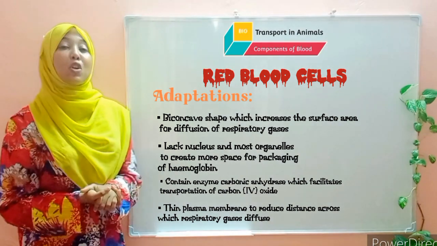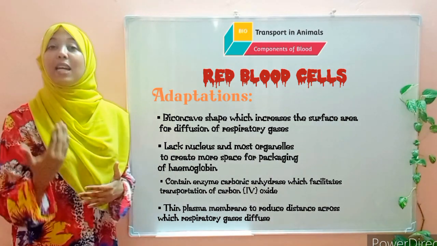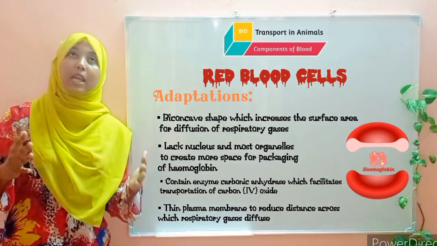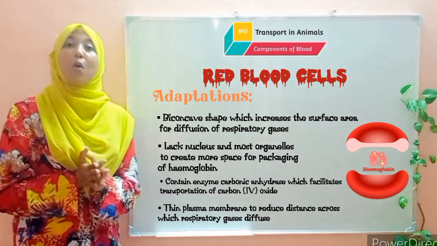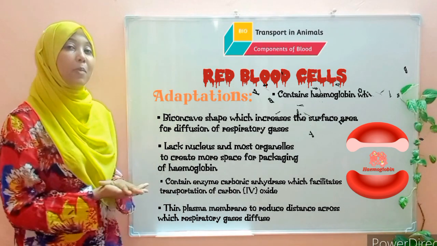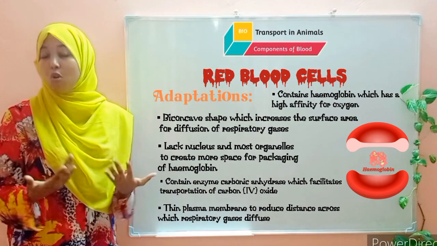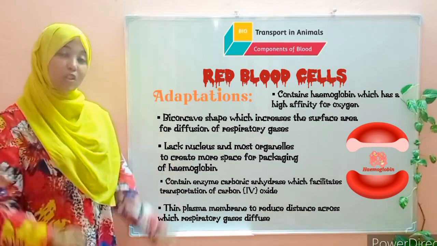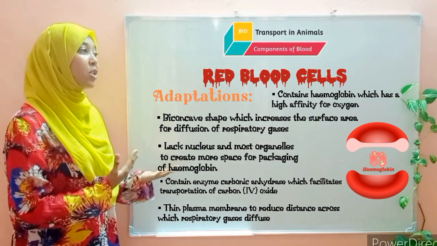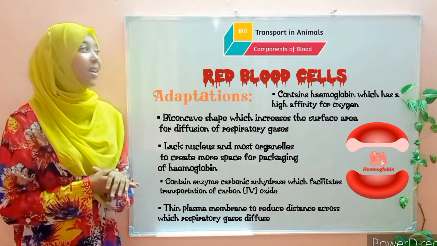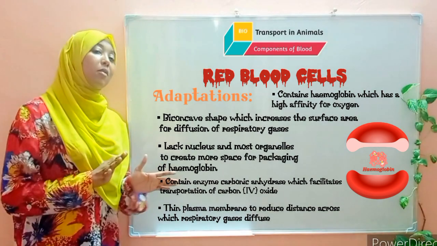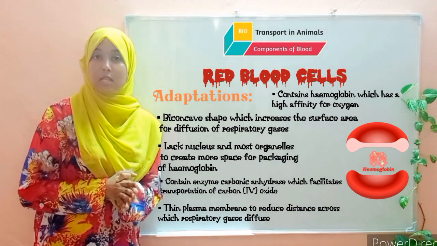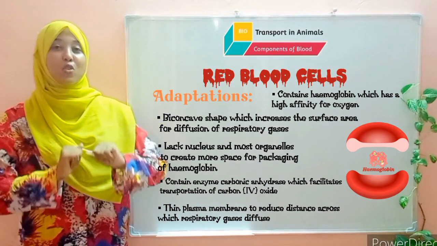Now another adaptation of the red blood cell is that it contains hemoglobin. Now, hemoglobin is the respiratory pigment and this has a high affinity for oxygen. So it makes transportation of oxygen to tissues very efficient. Now, I believe those should be enough for the question. So those are adaptations of the red blood cells. Now, let's move on to the next bit.